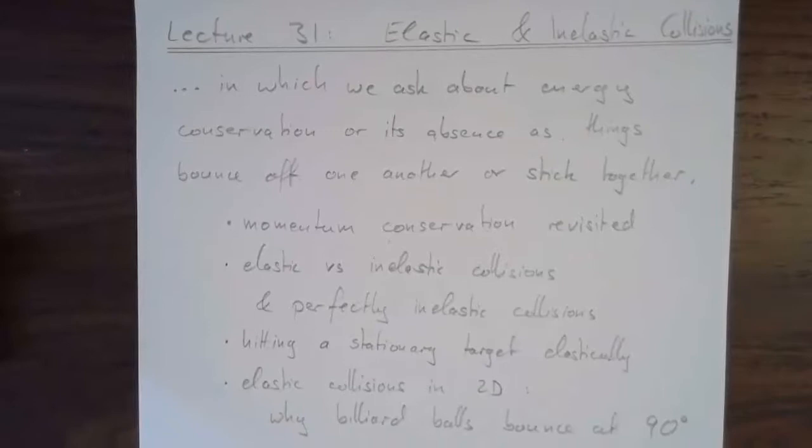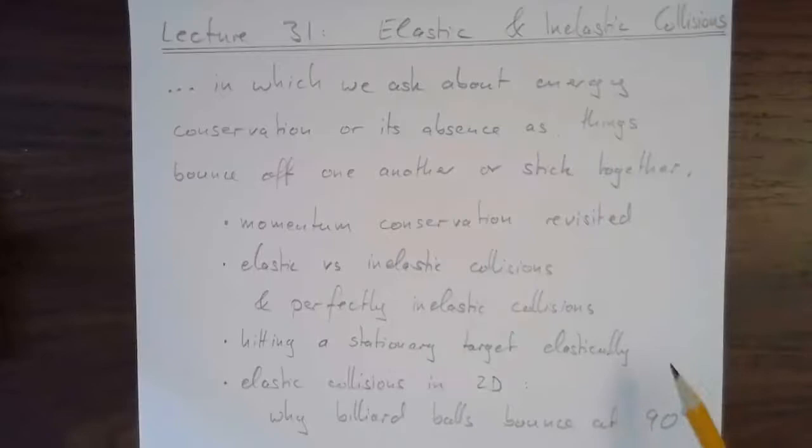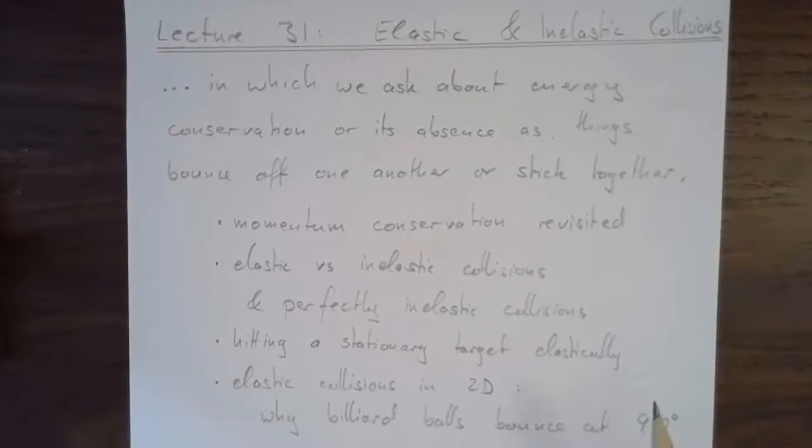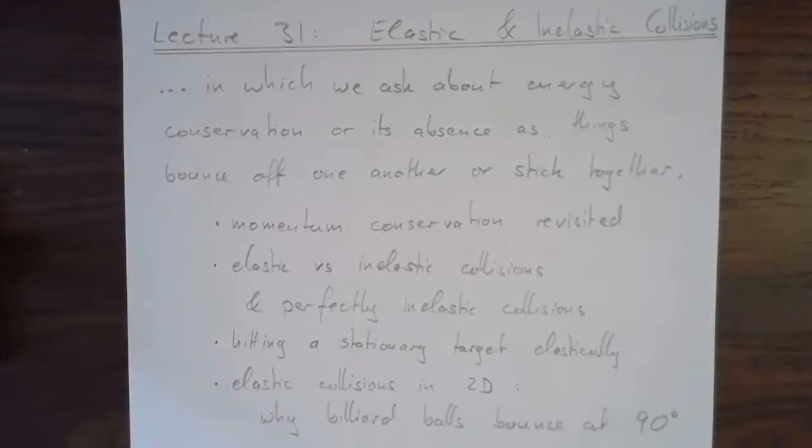We look at some specific cases, namely hitting stationary targets of varying masses, and we are going to look at the situation in 2D. Specifically, we're going to write a proof of why it is that billiard balls tend to bounce off each other at 90 degrees, ultimately due to the collisions being very close to elastic. So let's get started with that.